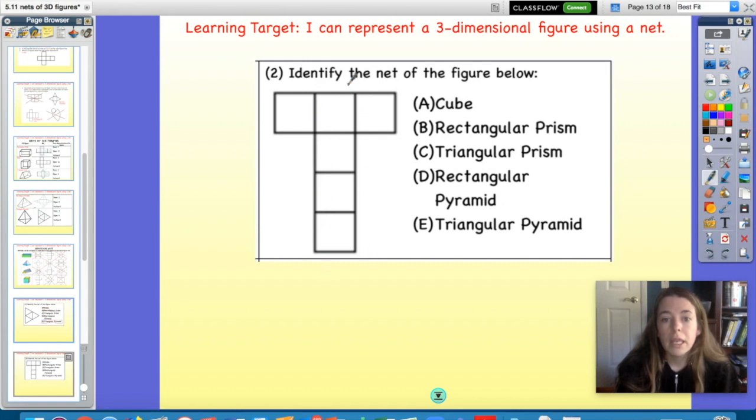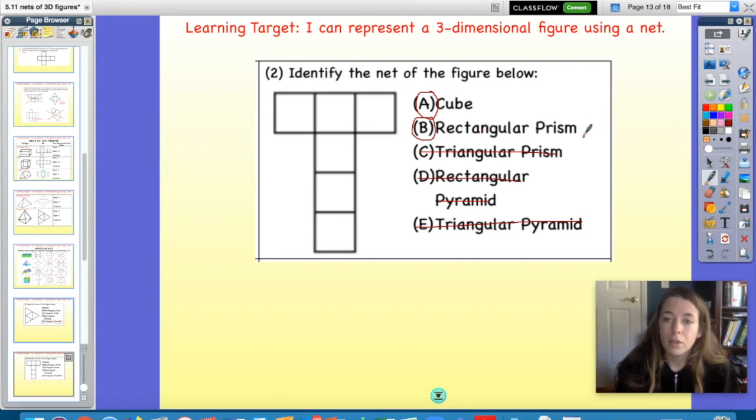Here we have a line of rectangles down the center and 2 rectangles on either end. So I can definitely eliminate C, and I can definitely eliminate E. D says rectangular pyramid, so this is not a pyramid. It does not only have one base surrounded by triangles. Either A or B would work here. Without knowing the measurements, we can't know for sure it's a cube, but it certainly looks like squares, so I can understand picking that answer choice.